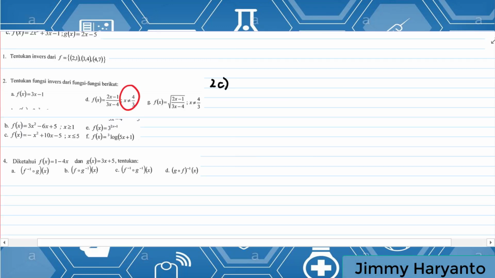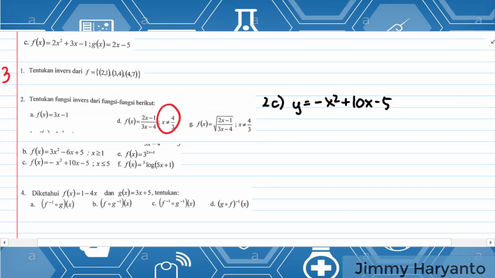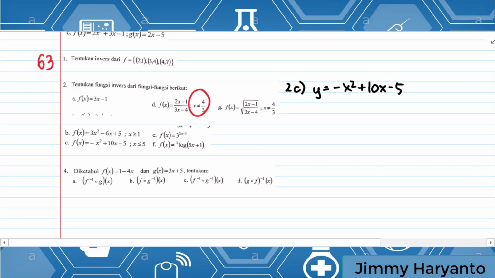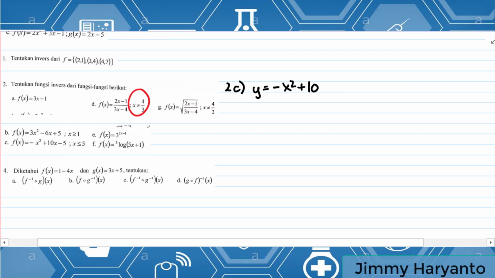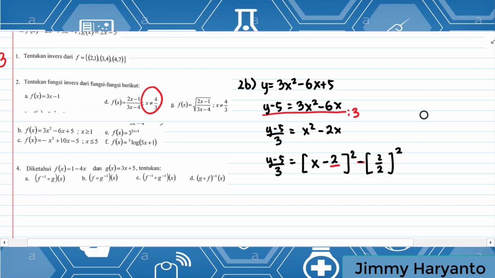Now is 2c. So we have f(x), y equals to negative x square plus 10x minus 5. Okay, first I want you to wait, let's go back to b.